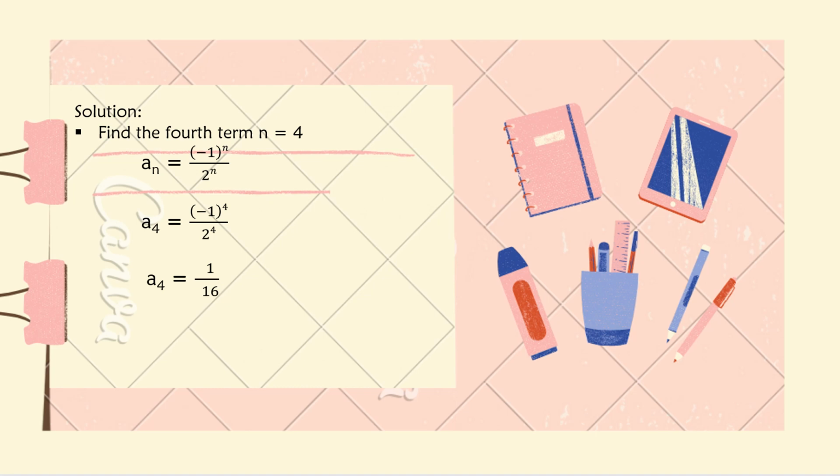Okay? Then, for the denominator, 2 raised to 4, so that is 2 times 2, 4 times 2, 8. 8 times 2 is 16. So the fourth term is 1 over 16.